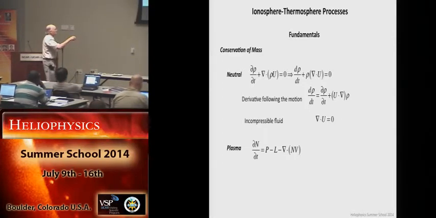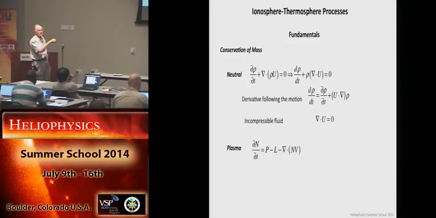In a plasma, we have exactly the same physics, except we can create plasma by photoproduction, P, and we can lose it by chemical losses. So in a plasma, the conservation of mass equation for the number density in a volume contains production and loss and the divergence in the flux. In the neutral atmosphere, just the divergence in the flux. Okay?